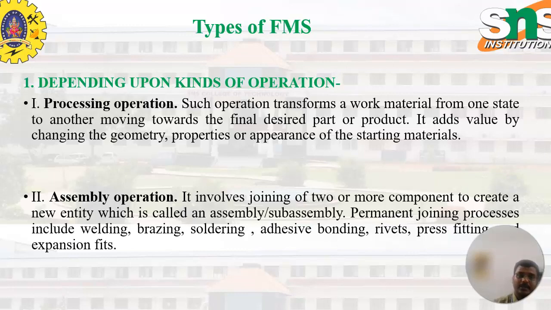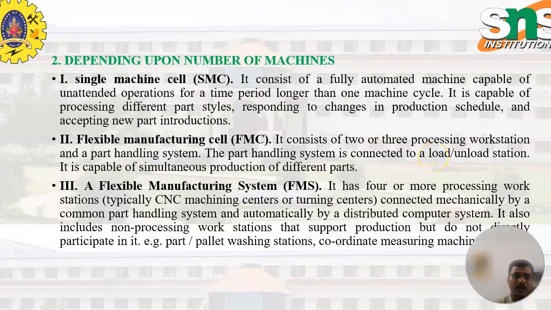This is about the types of FMS. Depending upon the number of machines, we have three types: the single machine cell, called SMC, the flexible manufacturing cell, FMC, and the last one, FMS. A single machine cell consists of a fully automated machine capable of unattended operation for a time period longer than one machine cycle. It is capable of processing different types of part styles. The FMC consists of two or more processing workstations and a part handling system. So it will be like a layout, and the processing will be done continually.